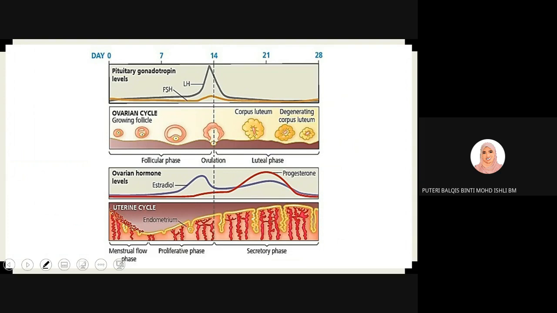Alright. So first, this is the ovarian cycle. This is the uterine cycle. So these graphs are related. Kita tengok ovarian cycle: growing follicle and degenerating corpus luteum. Maksudnya dia ada follicular phase. It also has luteal phase. Uterine cycle has menstrual flow phase, proliferative phase, and secretory phase.